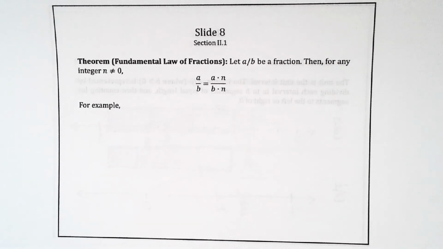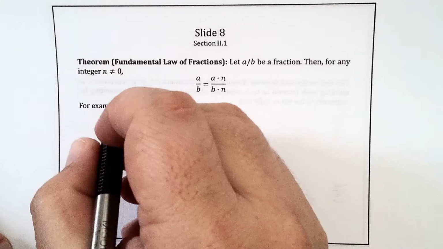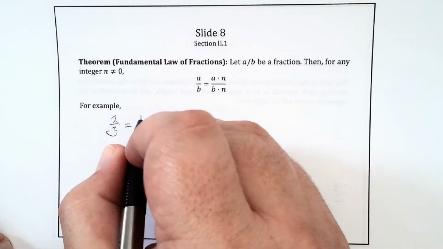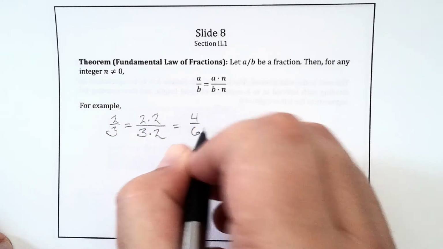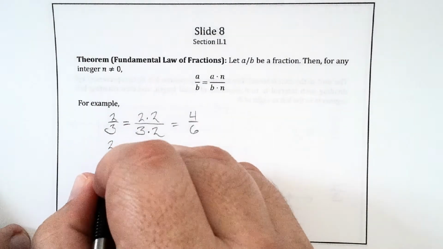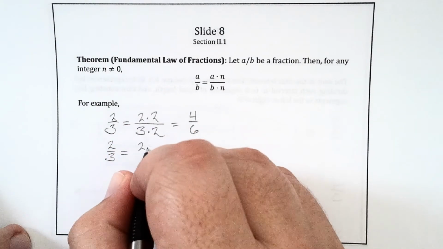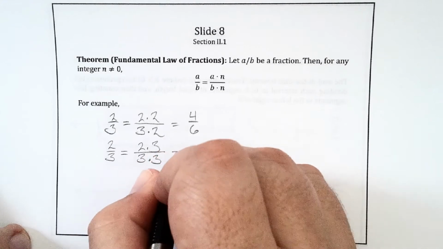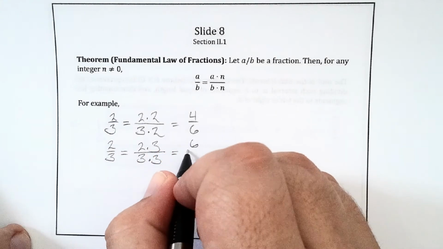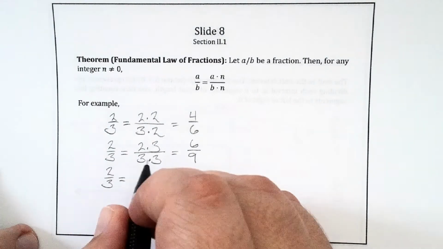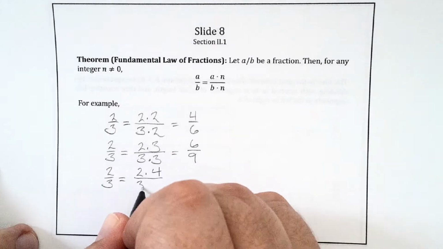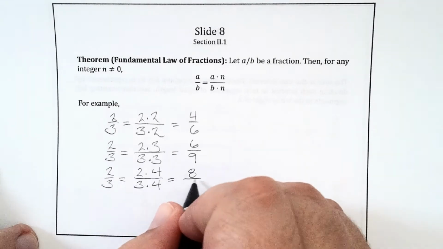Now, the fundamental law of fractions tells us that a over b is equivalent to a times n over b times n, where n is any integer. So, for example, 2 over 3 is equivalent to 2 times 2 over 3 times 2, which of course is 4 over 6. Or again, 2 over 3 is equivalent to 2 times 3 over 3 times 3, which is 6 over 9. And I could keep going like this. 2 over 3 is equivalent to 2 times 4 over 3 times 4, which is 8 over 12.